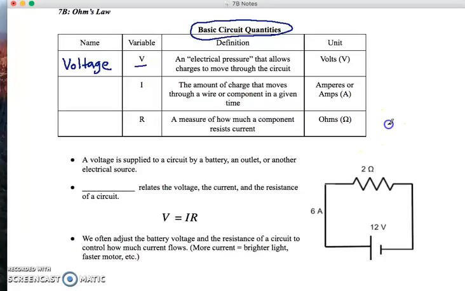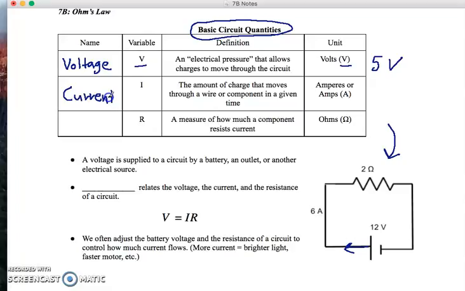So if we look down at our circuit diagram right here, we see a circuit. There's going to be this element right here, maybe a battery or an outlet, that's going to cause an electrical pressure that's going to push charges through the circuit. And again, those charges are going to be electrical charges. The unit for voltage is going to be the volt. So you might see like 5V. So that's 5 volts.